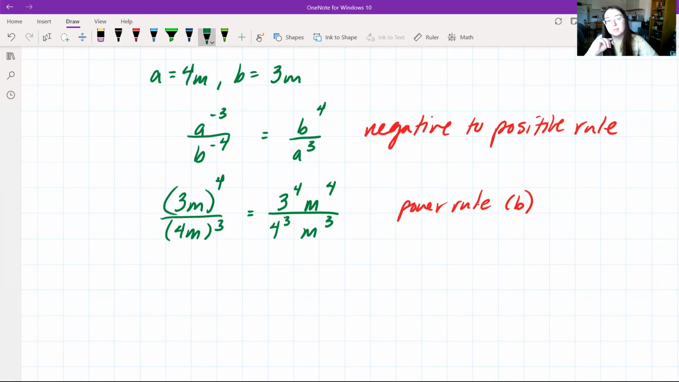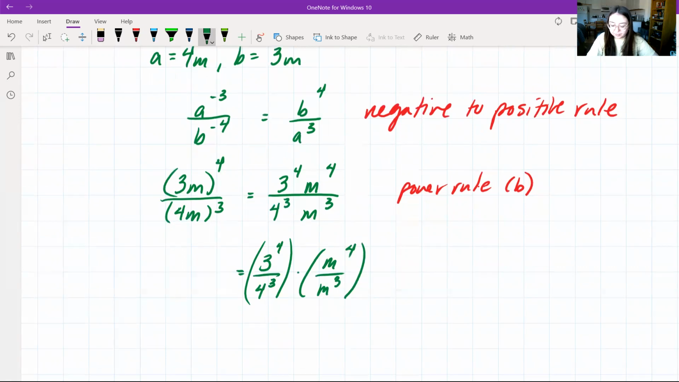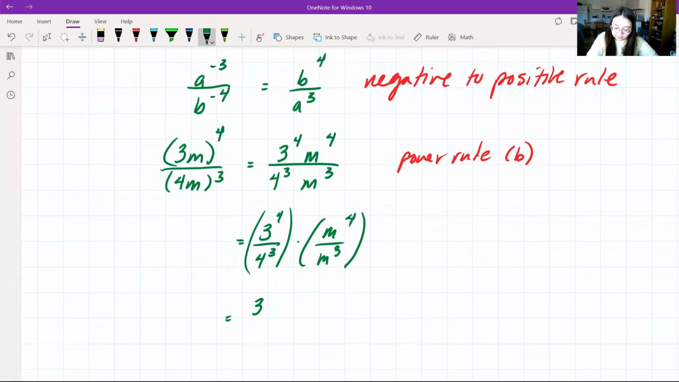And now we see that we have m's in our numerator and our denominator. 3 to the power of 4 and 4 to the power of 3 have different bases and exponents, so those numbers are going to have to be solved on their own. But we can separate out our expression a little bit here. So we can write 3 to the power of 4 divided by 4 to the power of 3 times m to the power of 4 divided by m to the power of 3, which we can then rewrite as 3 to the power of 4 divided by 4 to the power of 3 times m to the power of 4 minus 3. And this is using our quotient rule.